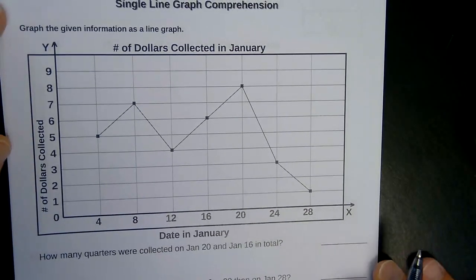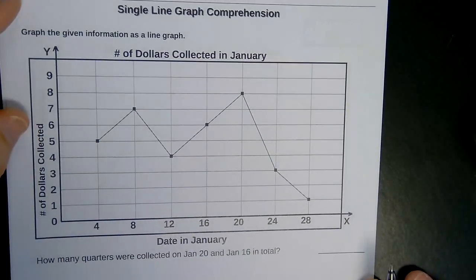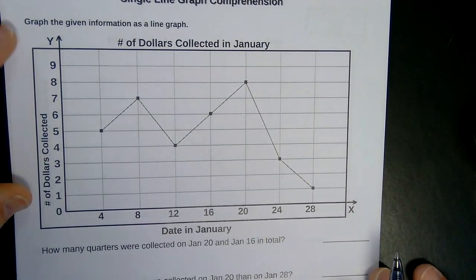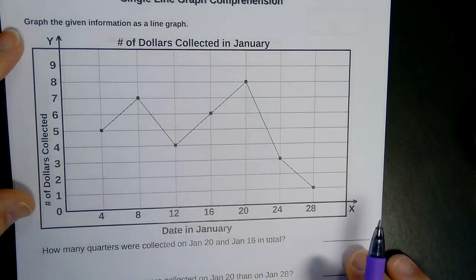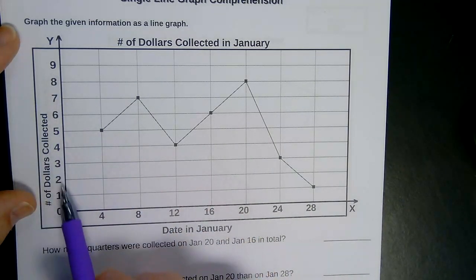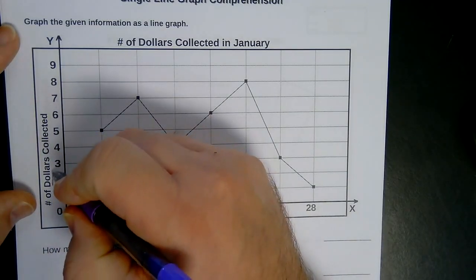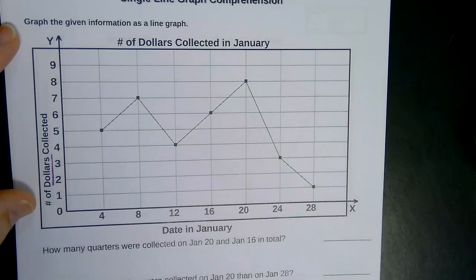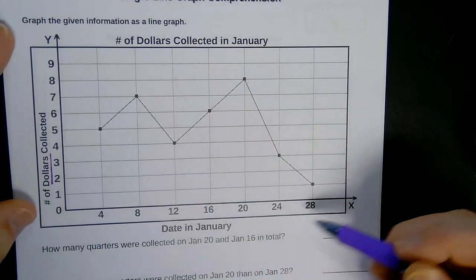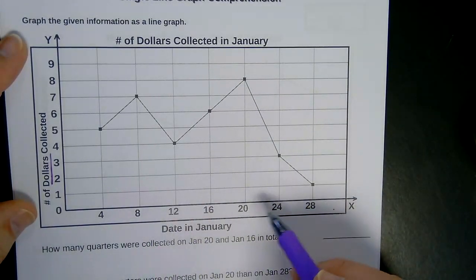Okay, the next handout deals with looking at what's called a single line graph comprehension. Some of you may find this easy, or you may find it just as a good review. So in our graph we have the dates down here in January, the 4th, 8th, 12th, 16th, 20th, 24th, and 28th of January. And then along the vertical column we have the number of dollars collected. So keep that in mind. This is dollars collected. Okay? So that's important to know what your axes stand for, your vertical one and your horizontal one going through here.